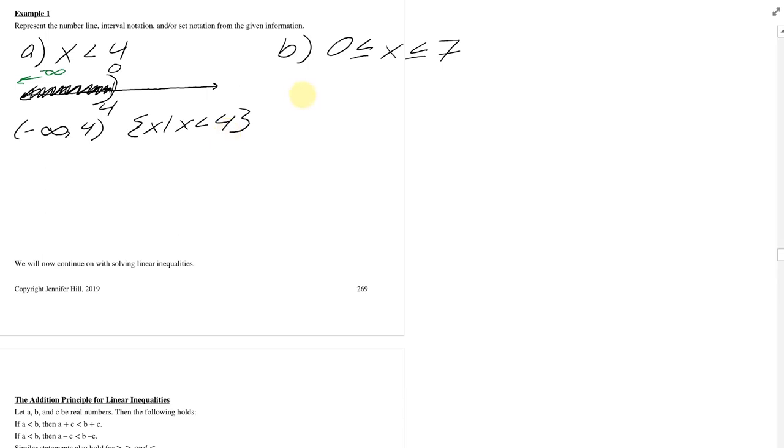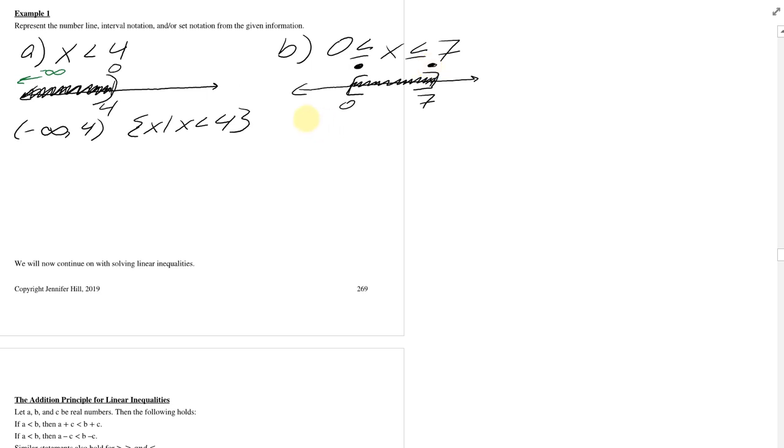So now let's do the other one. So here's my number line. Start at 0 and 7. And so in this case, both of these numbers are included. So I'm going to use a square bracket, or I can use a closed dot, whichever one you want. So I'll just note you could also do a closed dot. Totally doesn't matter to me. Different homework systems do different things, so I just tell everybody all the options.